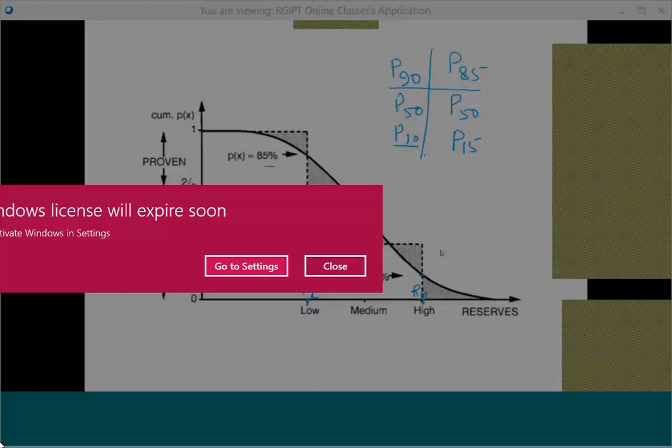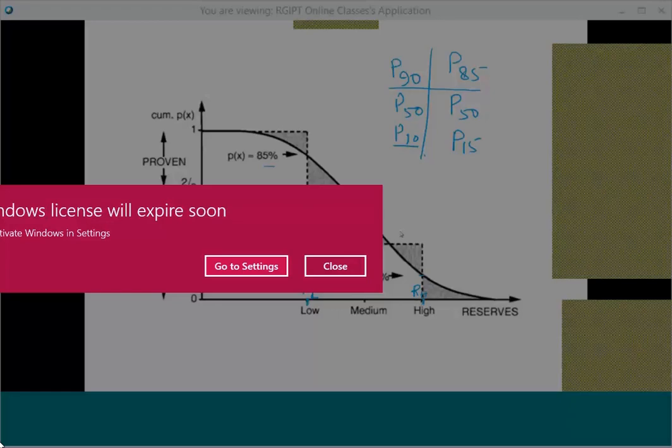Chandrahas. Yes, sir. What is P50? Yes, sir. P50 मतलब हमारे पास 50% चांस है कि हमारा रिजर्व उस रिजर्व से ज्यादा होगा. Okay. There is a 50% chance, the probability of occurrence of reserve more than that, whatever that number is, is 50%. ठीक है?